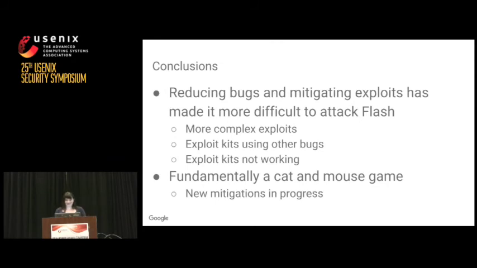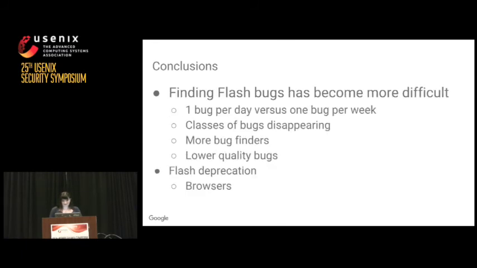And fundamentally, mitigations are a cat and mouse game. You can't expect that you'll put in a mitigation and you'll never get an exploit again. The real goal is to slow down attackers, make it so that there's fewer 0-days and they have to spend a lot more effort, and that seems to be what's happening here. I would say finding bugs has become a lot more difficult. As I said, I'm down to 1 bug per week versus 1 bug per day.